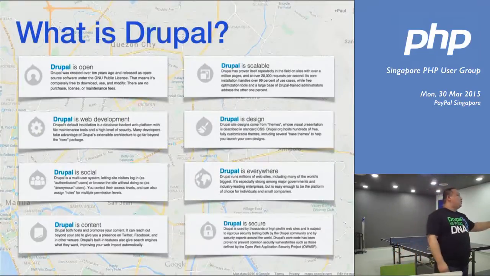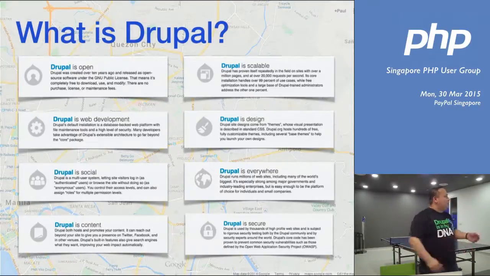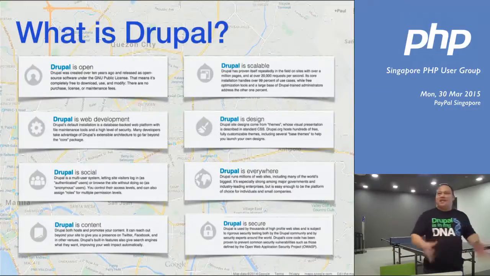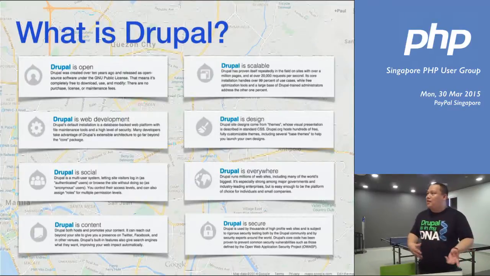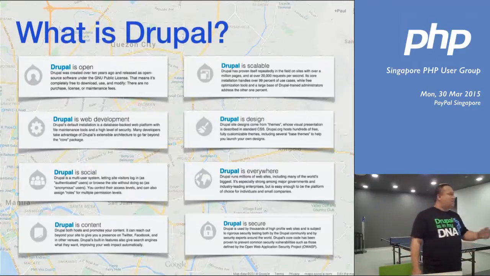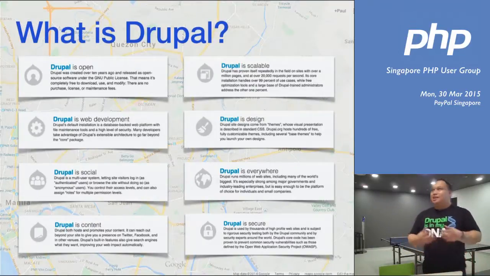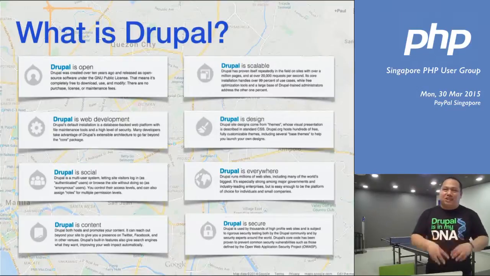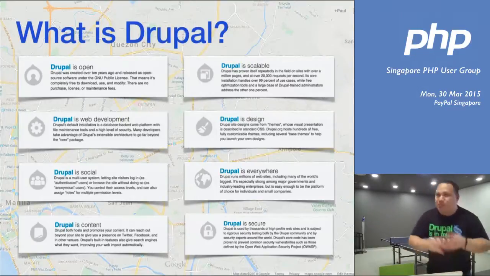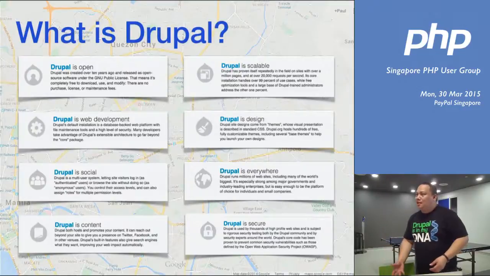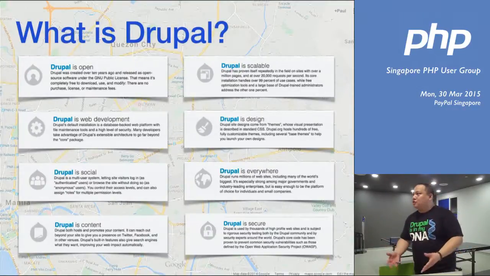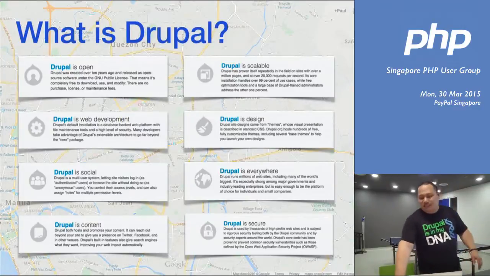Drupal is open. Drupal is web development. We use it mostly in web development. Drupal is social. You can integrate any other social networking sites with the system. And Drupal is content. When I was working with a news site, one of the largest publishing sites in the Philippines, we used to write content from paper, going to the website, and from the site it would be pushed to WAP, to print ads, to TV. So these are multiple distribution channels, and Drupal is capable of that.